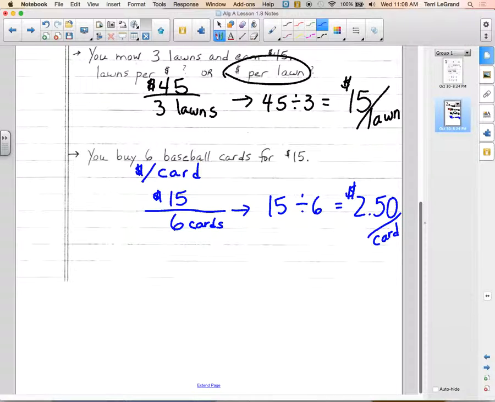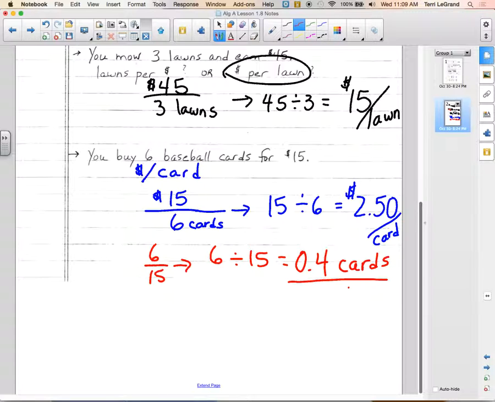Okay. Now, let's just explore what would happen if we turn that around. What if we put the 6 cards on top of the $15 downstairs? So then instead, what we would have is 6 over the 15, which would mean we'd be taking 6 divided by 15. Can anybody tell me what that would come out to? 0.4. This would come out to 0.4, and the cards are upstairs, so this is 0.4 cards per $1.